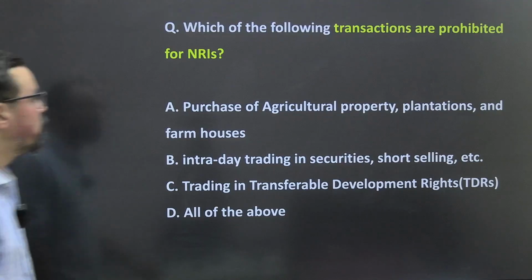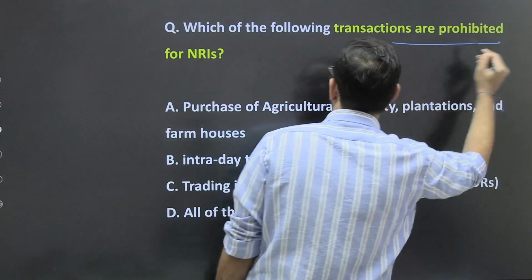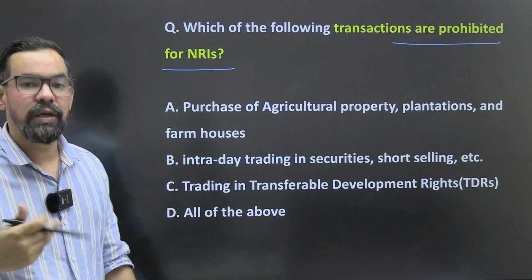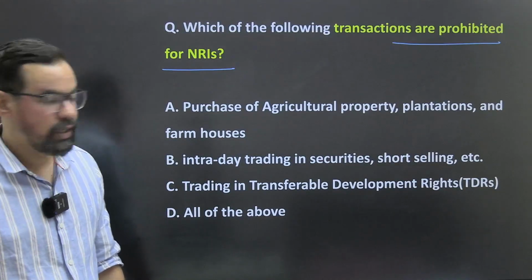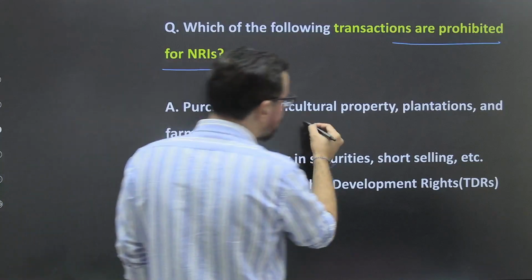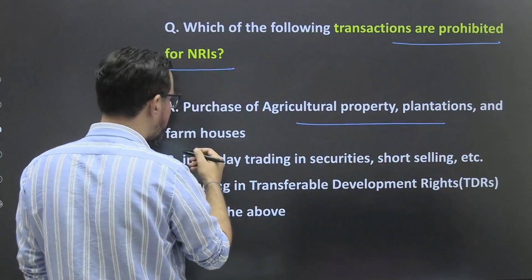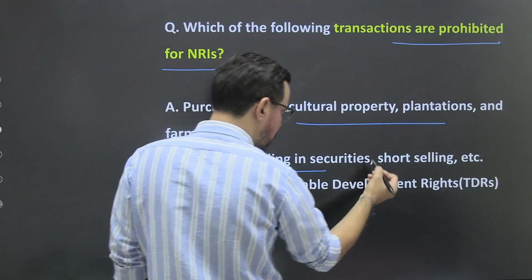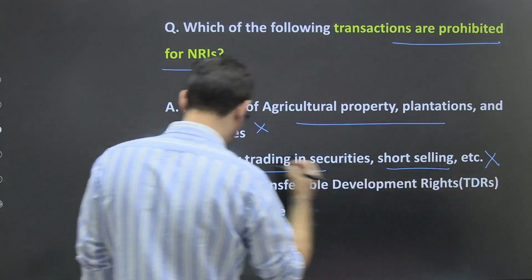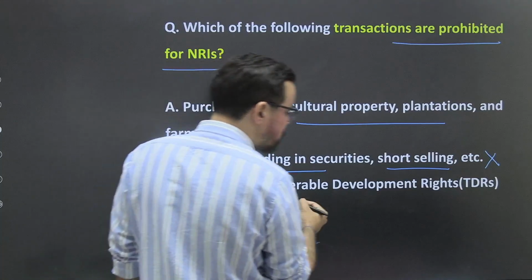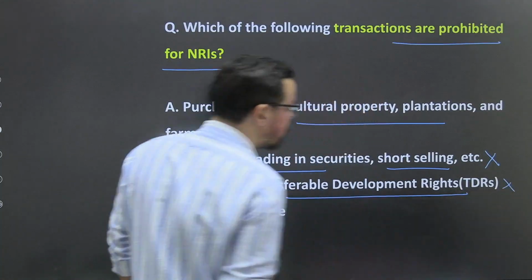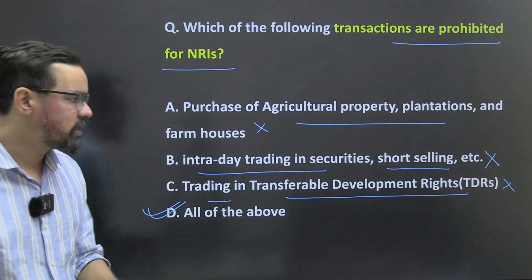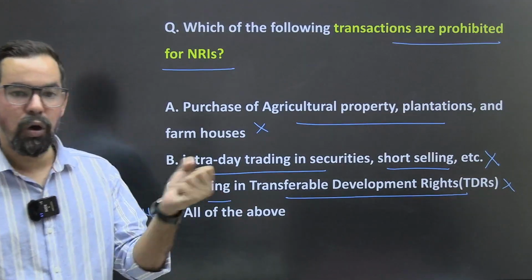Next one. Which of the following transactions are prohibited for NRIs? So these are basically the areas where they cannot invest their money, right? Purchase of agricultural property, plantation, and farmhouses, they cannot invest in this. Intraday trading in securities, short selling is not allowed. Trading in transferable development rights is also not allowed. Okay, so what will be our correct answer for this one? All of the above.